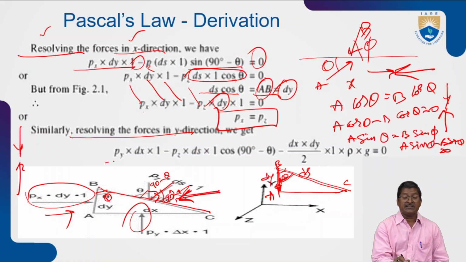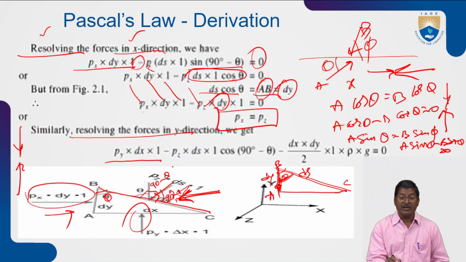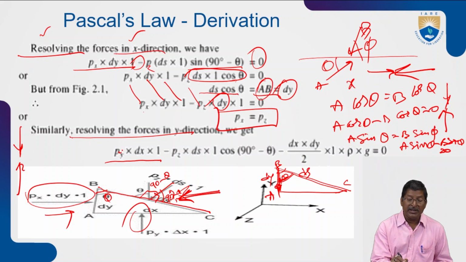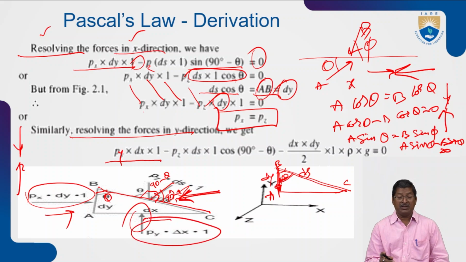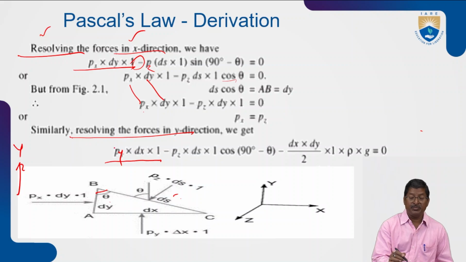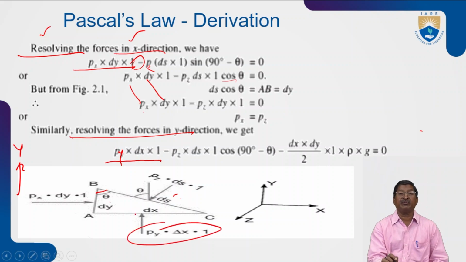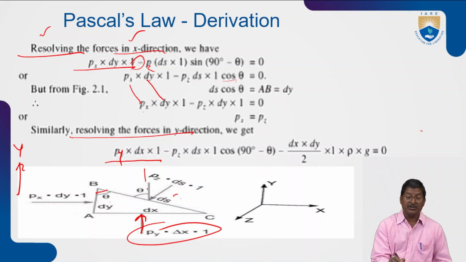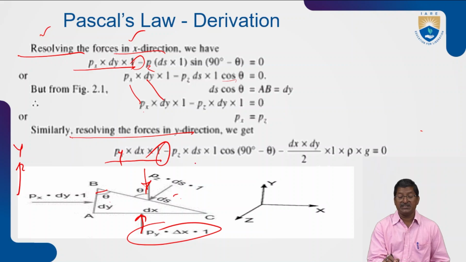So here Px dx into 1 minus Pz ds 1 minus cos theta minus dx dy. Here it is Py. Okay, so this portion. See here, this is Py. So resolving forces in the y direction is vertical. It is already in vertical direction, upwards. So Py into dx into 1 minus. If you resolve this Pz, it will become like this. That means downwards. This is upwards and Pz will act downwards. That's why minus sign. So Pz into ds into 1 into cos 90 minus theta.